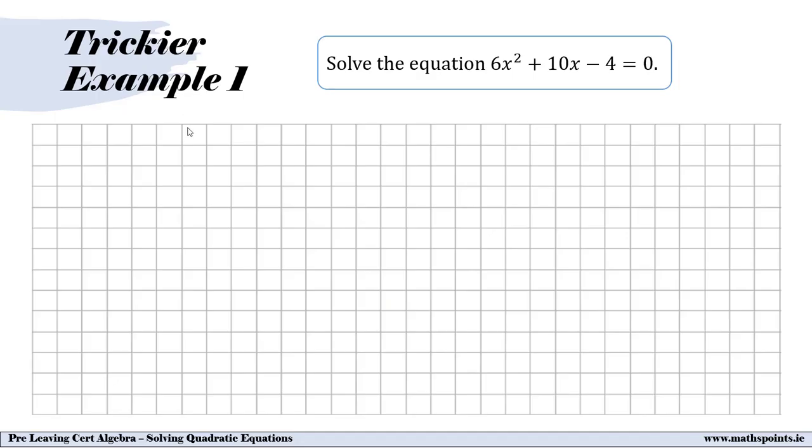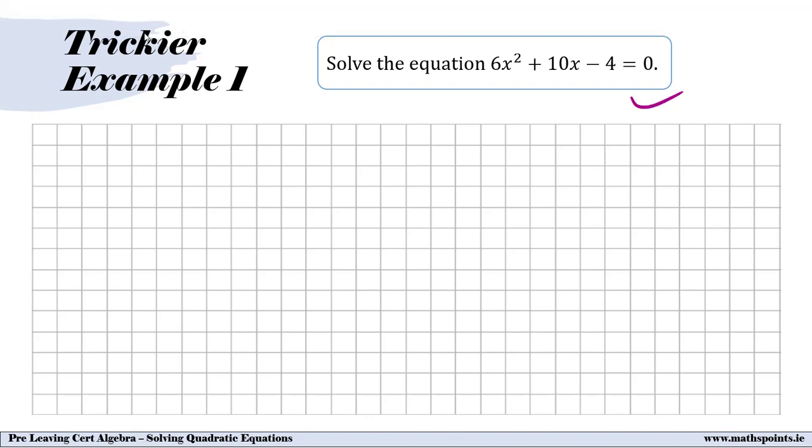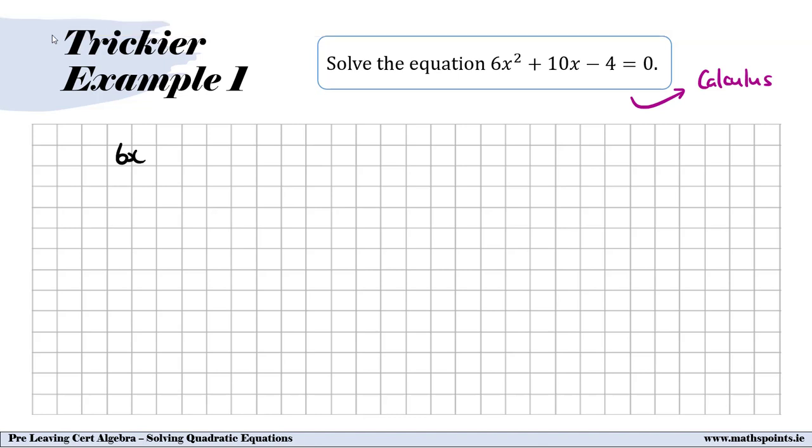So kicking straight into example 1, we're asked to solve the equation 6x squared plus 10x minus 4 equals 0. Just to note the topic this was drawn from, this was taken from a calculus question, a topic called differentiation. Coming from our junior cert, we wouldn't know how to differentiate a function, but we would have differentiated a function and got this quadratic equation, and we now have to solve it to move through the rest of the question. So it looks to me like this will be a quadratic that we'll be able to factorize.